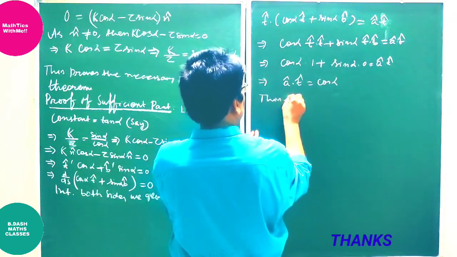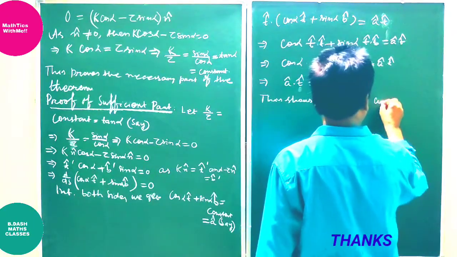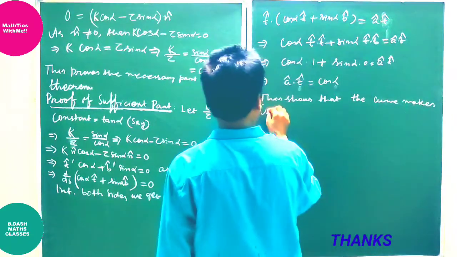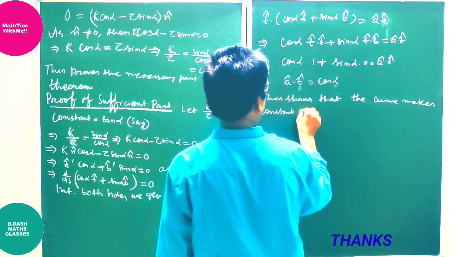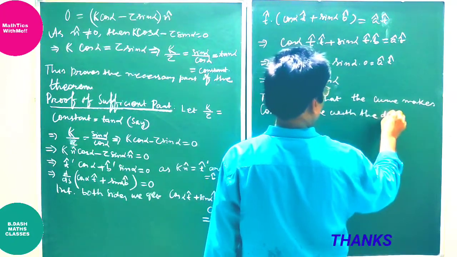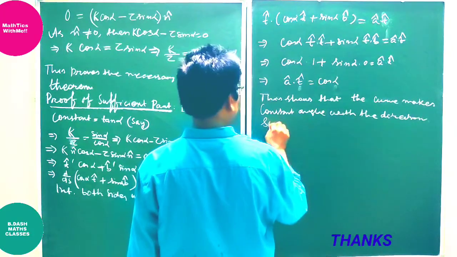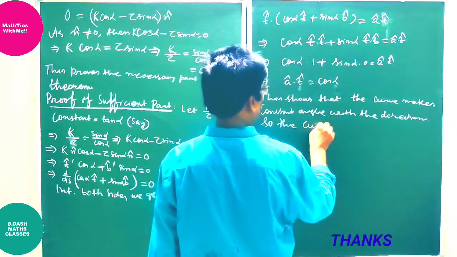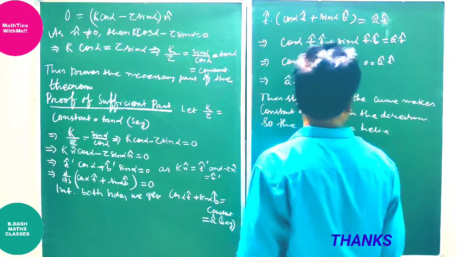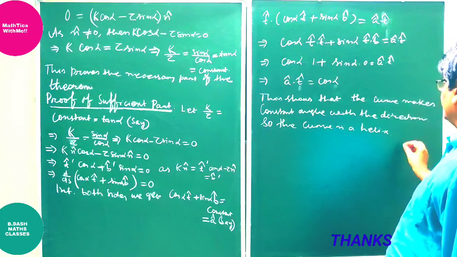So that the curve makes a constant angle with the direction, so the curve is a helix. The curve makes a constant angle with the direction, so the curve is a helix.